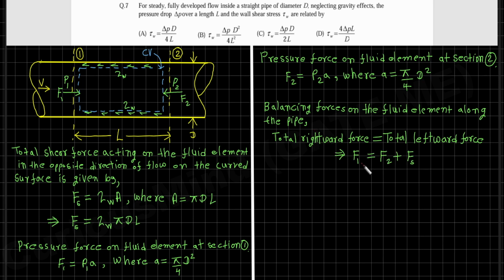So we have the force balance equation. Now we would plug in the expression of F1, which is P1A, and F2, which is P2A, and Fs, which is equal to this, and write the next step. Now we would plug in the expression of A, that is the surface area of the circular surface of diameter d, which is equal to pi by 4 times d square, and write the next step. After plugging in the expression of A, we have the next expression.